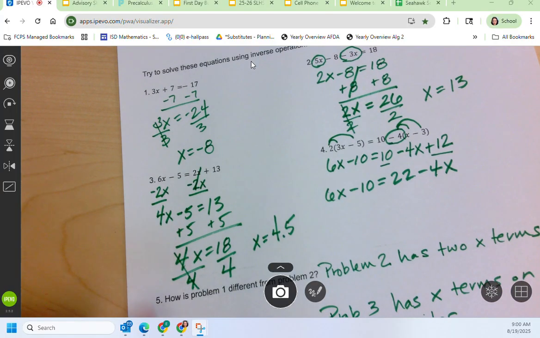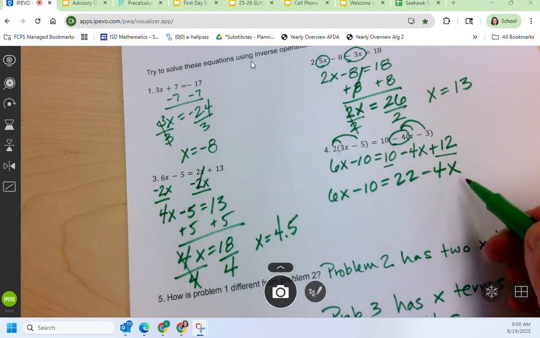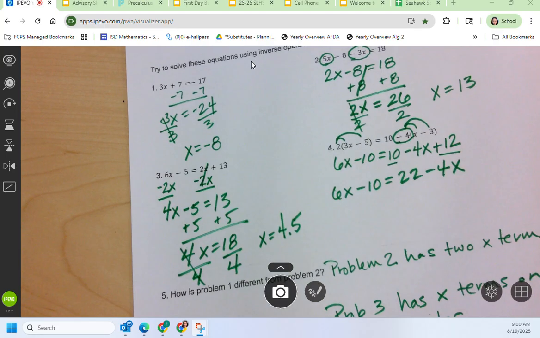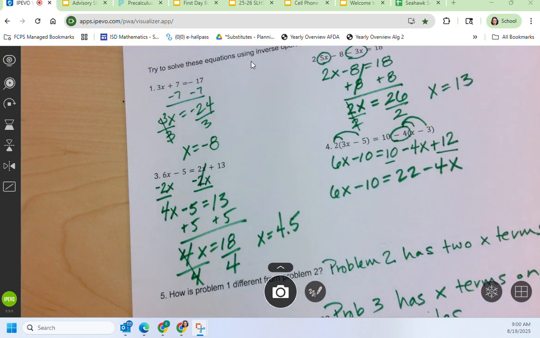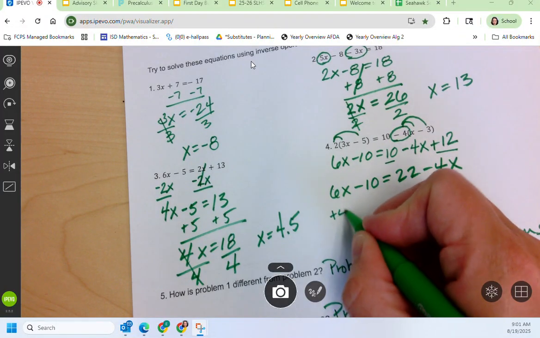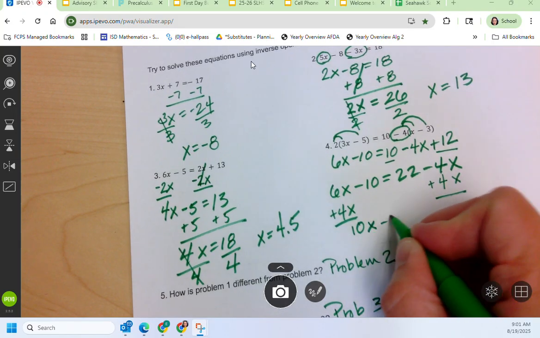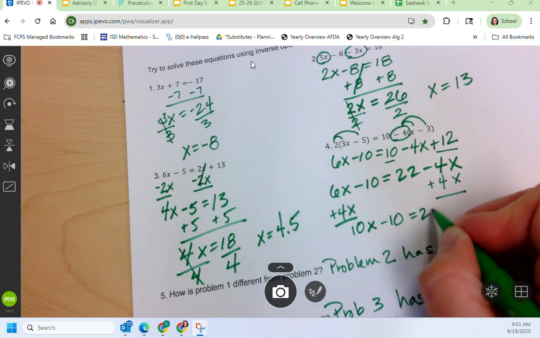And now this problem looks a lot like problem 3. Did anybody add 4x to both sides? Raise your hand if you did that. Okay. Did anybody subtract 6x from both sides? Again, you could have chosen, but you guys told me you did plus 4x, so I'm going to do the same as you. So I have 10x minus 10 equals 22.